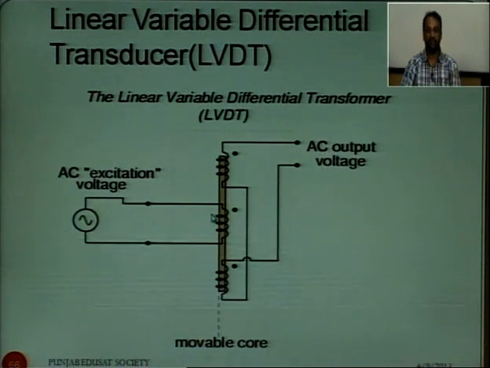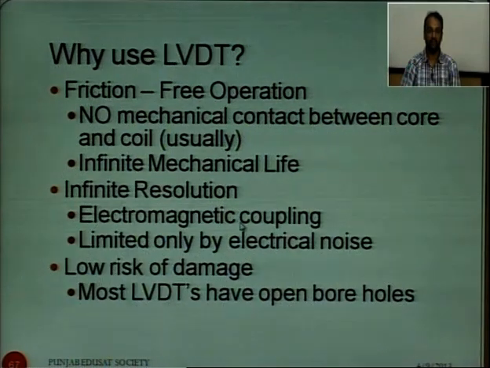This is the circuit diagram of the LVDT. There are three windings. These are the two side windings, and this is the middle winding, and to the middle winding we are giving a supply, and output is obtained from the two side windings, which is given to a differential amplifier, and this core is movable. This core is movable, whose displacement is to be measured.